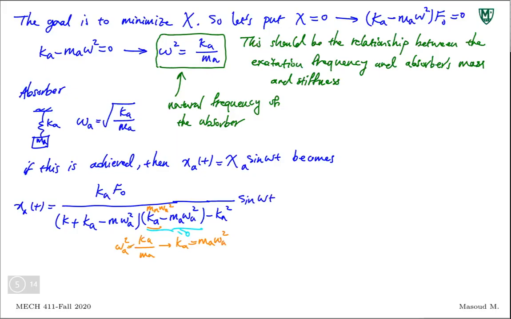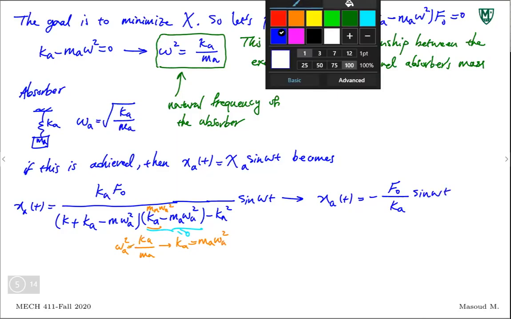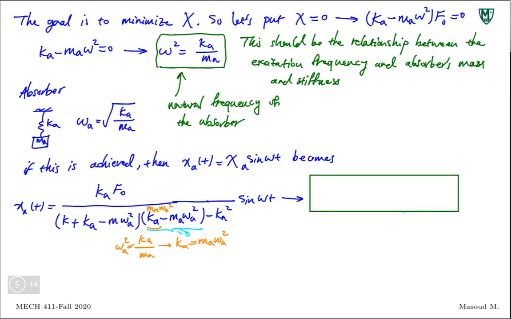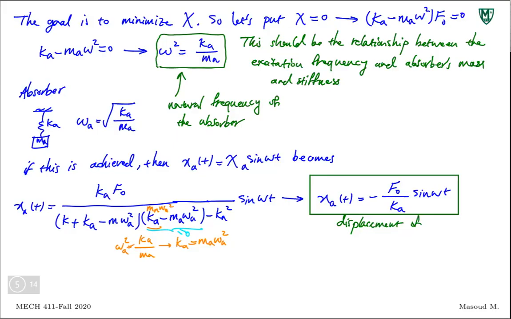Let me write the rest, sine omega t. So this whole fraction, you can simplify as Fa over Ka sine omega t. Or let me write it separately. XA(t) becomes minus Fa over Ka sine omega t. This becomes the displacement of your absorber. This is the displacement of absorber.